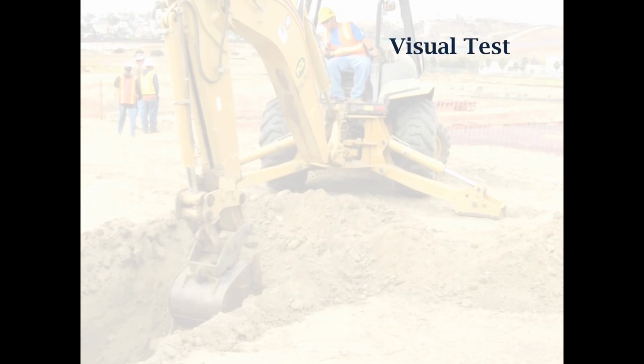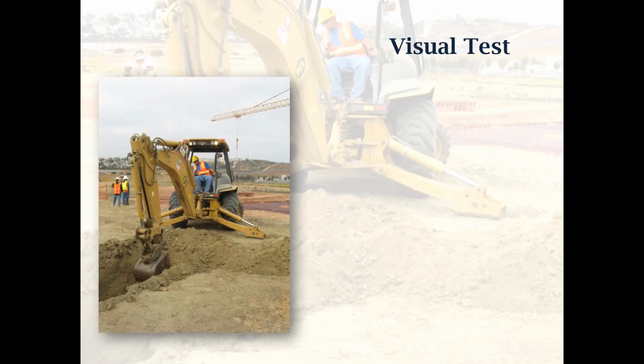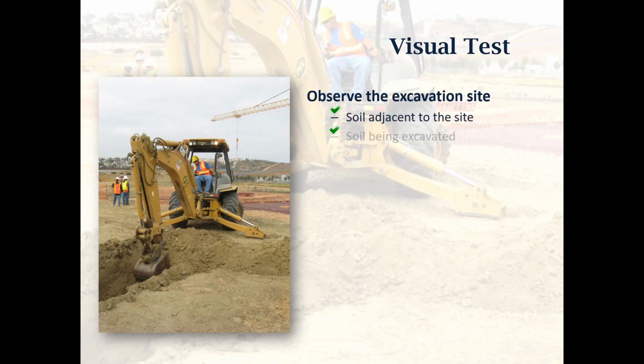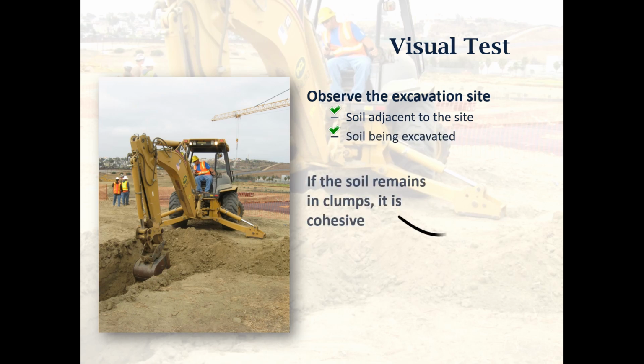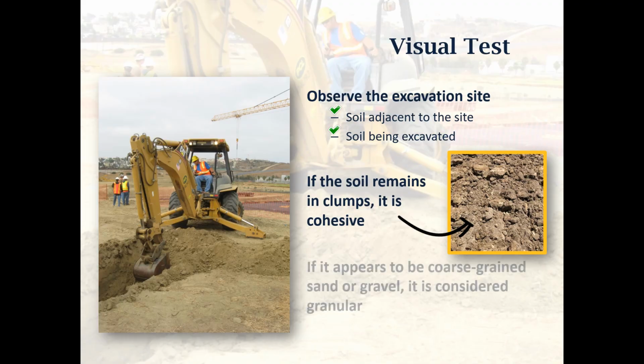A visual test is a qualitative evaluation of conditions around the site. In a visual test, the entire excavation site is observed, including the soil adjacent to the site and also the soil being excavated. If the soil remains in clumps, it is cohesive. If it appears to be coarse-grained, sand or gravel, it is considered granular.